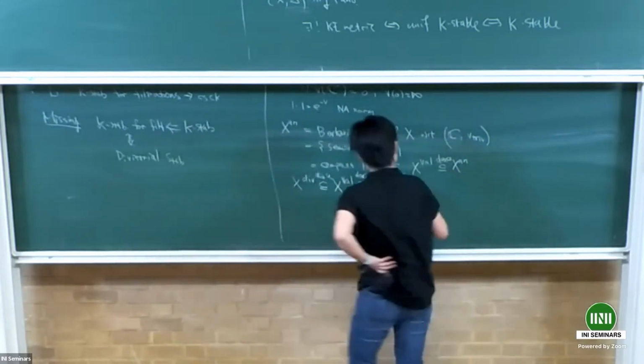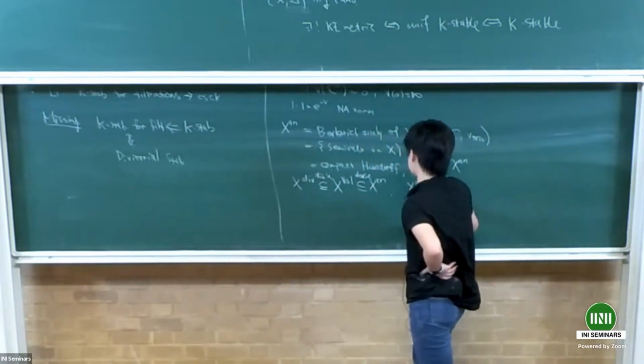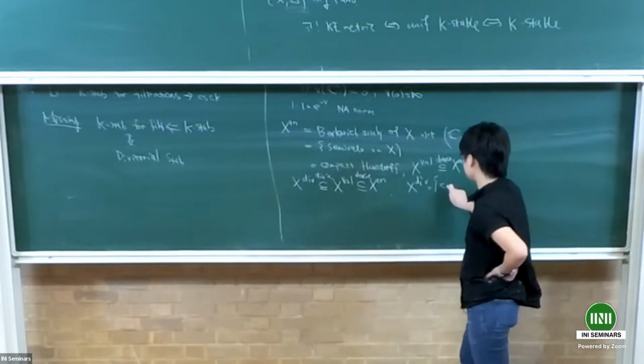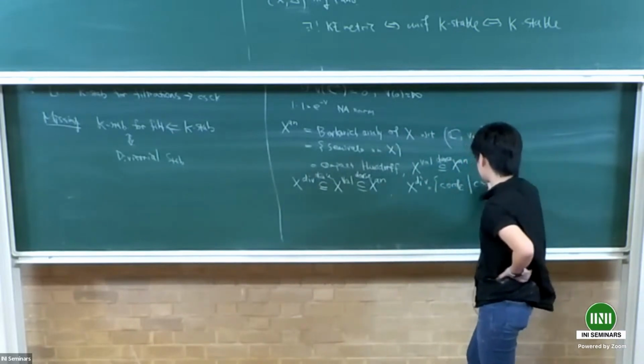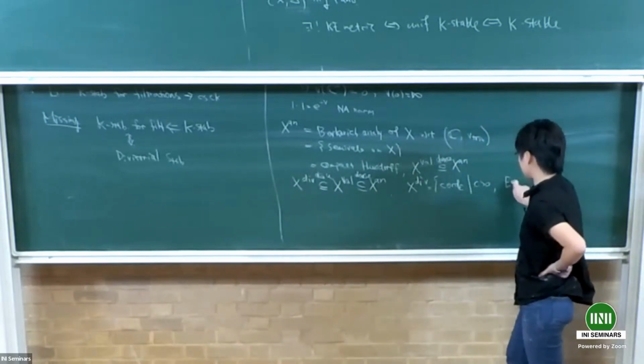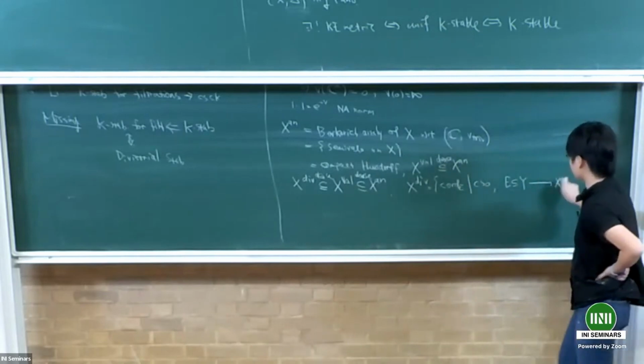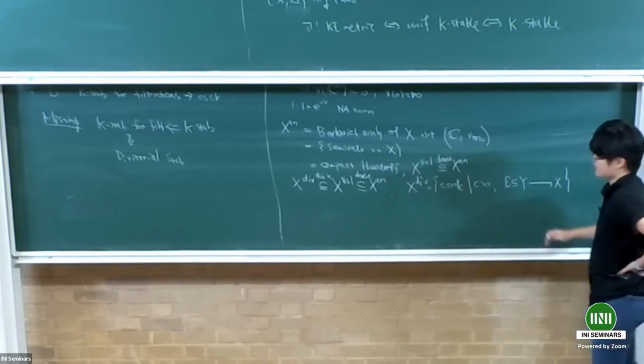So here, a divisorial valuation by definition is of the form c times ord_E, where c is positive and E is a prime divisor over X. So you have a birational morphism from Y to X, and then E is a prime divisor inside Y.